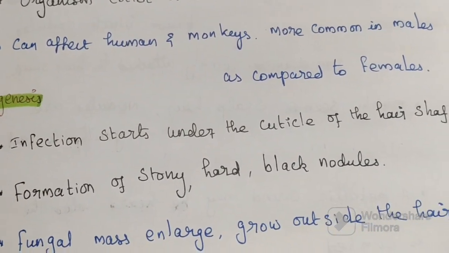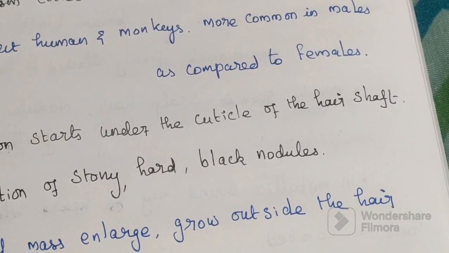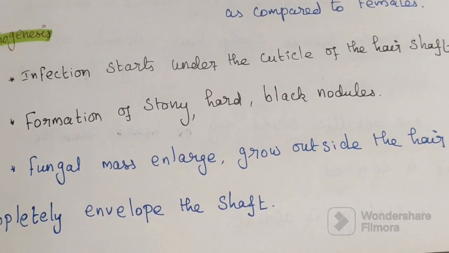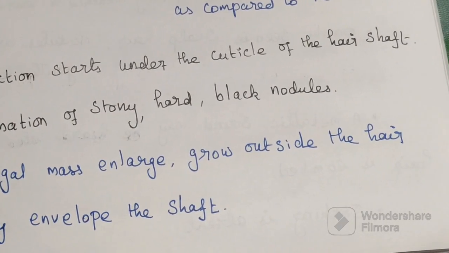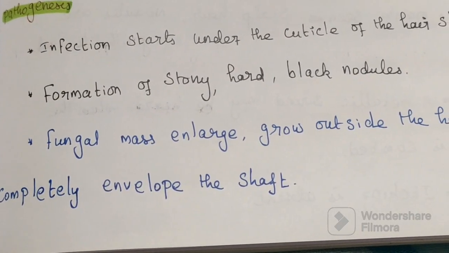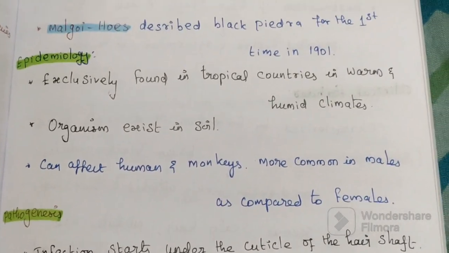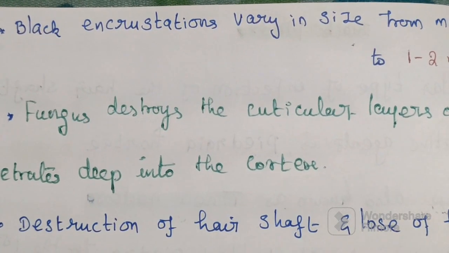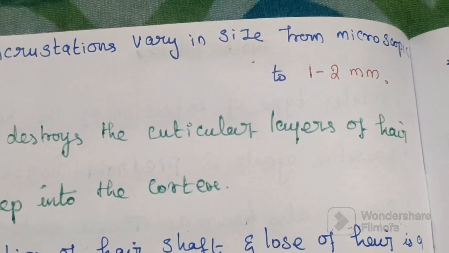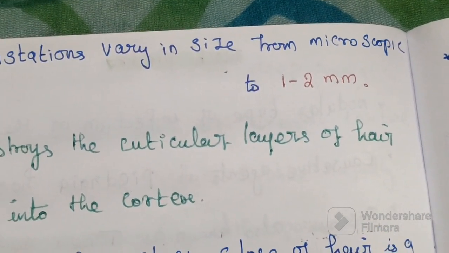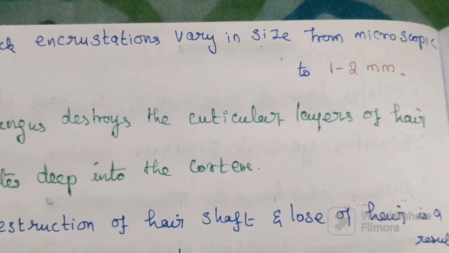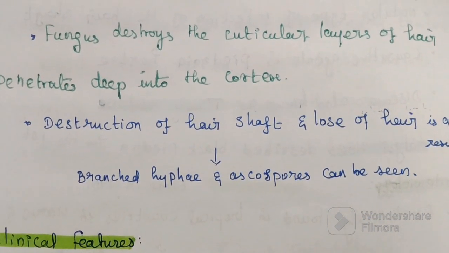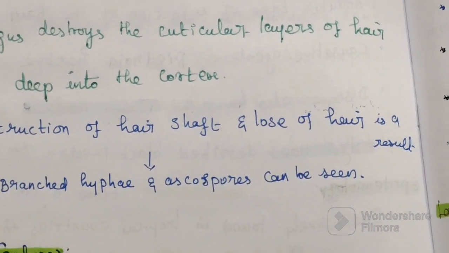Then pathogenesis: infection starts under the cuticle of the hair shaft, with formation of stony, hard and black nodules. Then the fungal mass enlarges, grows outside of the hair, and completely envelops the shaft. Black encrustations vary in size from microscopic to 1 to 2 mm. The fungus destroys the cuticular layer of the hair and penetrates deep into the cortex. Destruction of the hair shaft and loss of hair is the result.